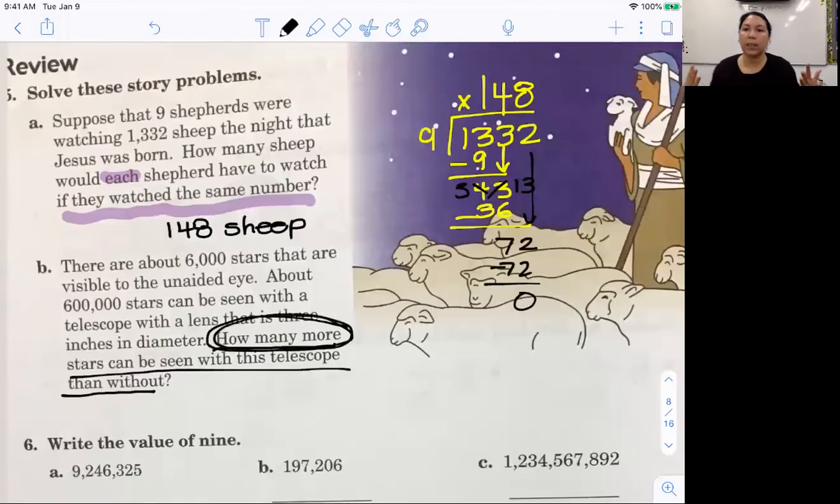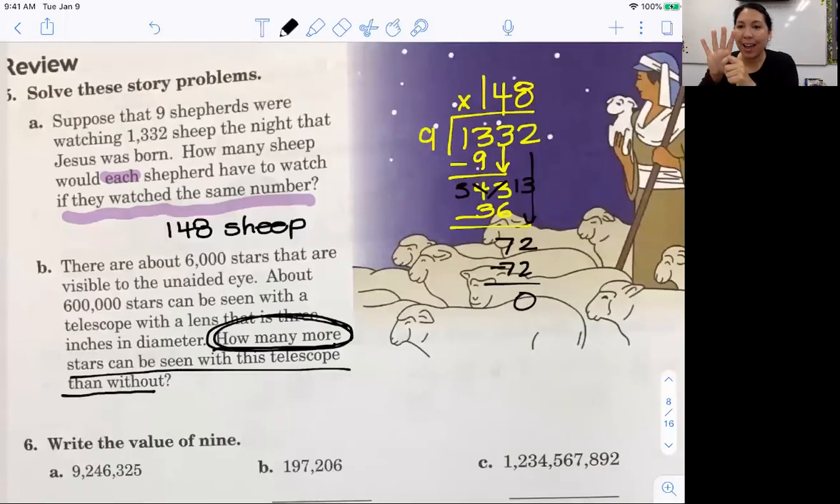Okay, so those are really big numbers. Let's do smaller numbers. Let's say I can see 1 star with my eye, or I can see 5 stars with a telescope. How many more stars can I see with my telescope? What am I going to do to these numbers to figure out how many more? I could see 1 with my eye or 5 with the telescope.